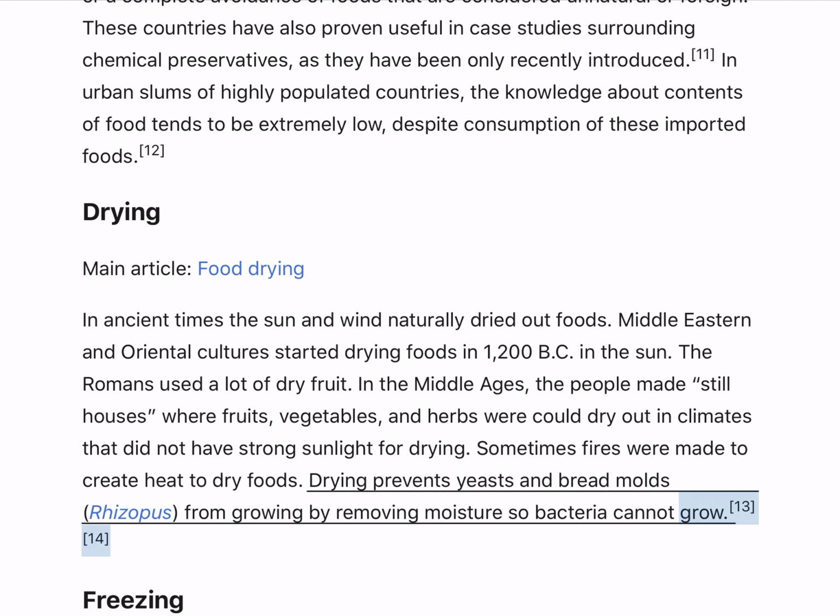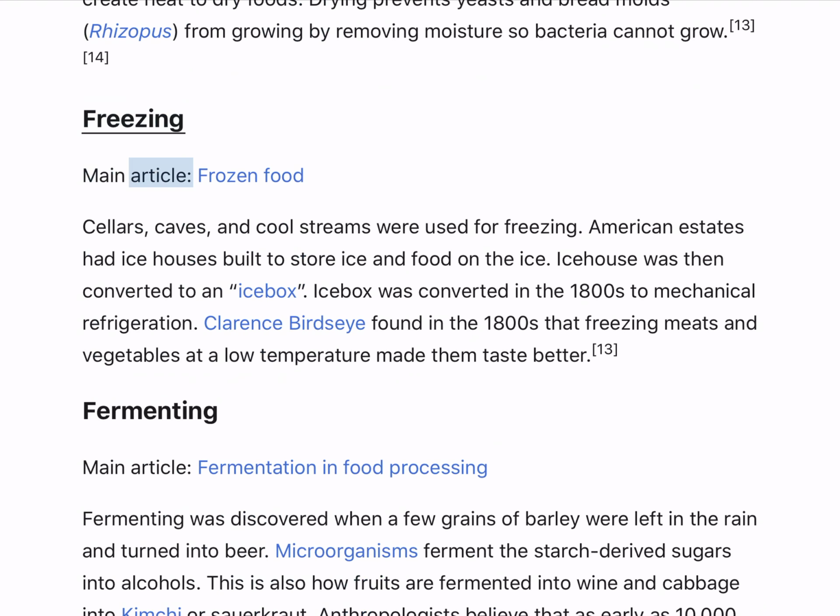Freezing. Main article. Frozen food cellars, caves, and cool streams were used for freezing. American estates had ice houses built to store ice and food on the ice. Ice house was then converted to an ice box. Ice box was converted in the 1800s to mechanical refrigeration.